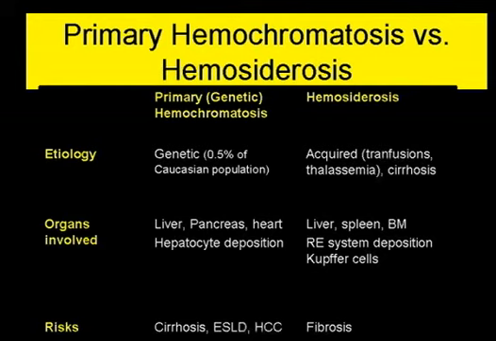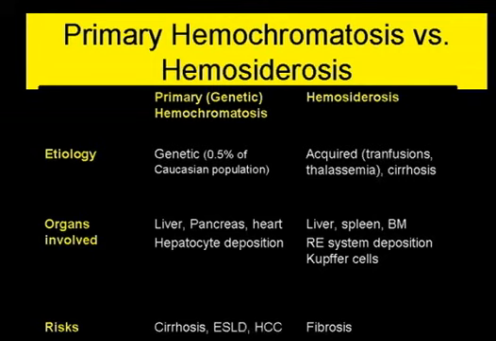One needs to differentiate different types of iron deposition in the liver. The main two types are primary hemochromatosis, which is a genetic disease, versus hemosiderosis, which some people also call secondary hemosiderosis or secondary hemochromatosis. I usually use the term hemosiderosis. Primary hemochromatosis is, again, a genetic disease, and about 0.5% of the Caucasian population is affected.